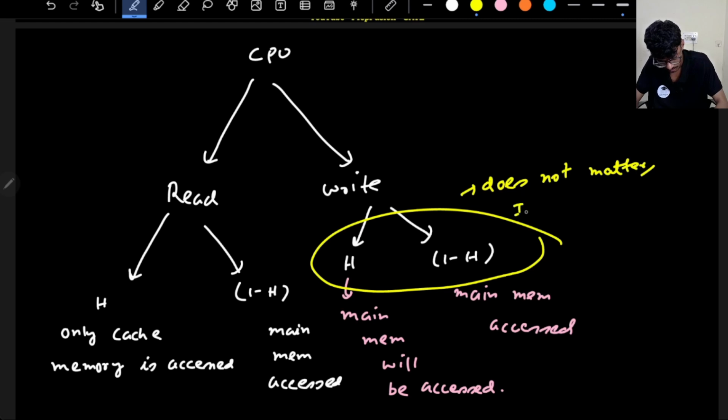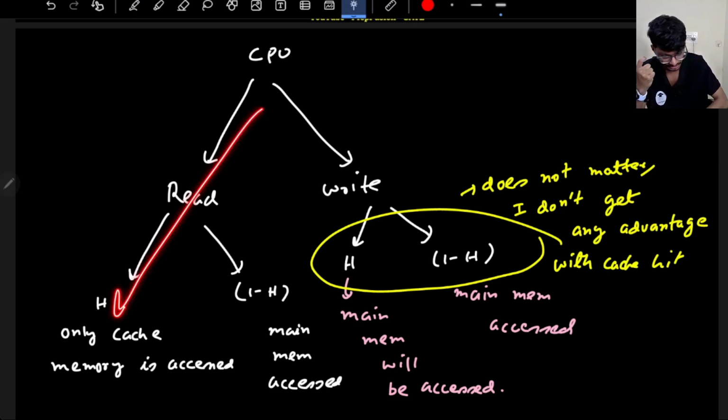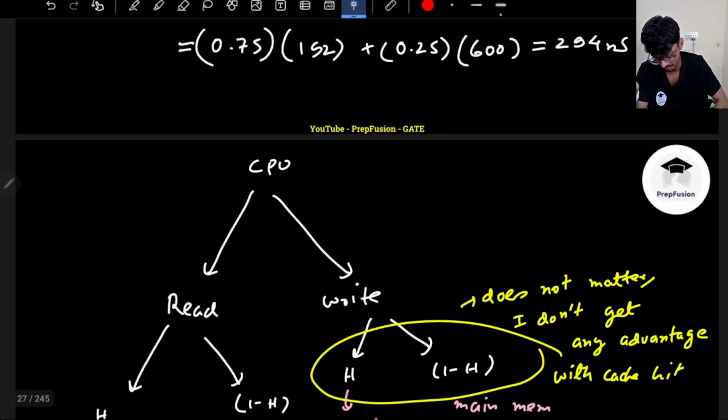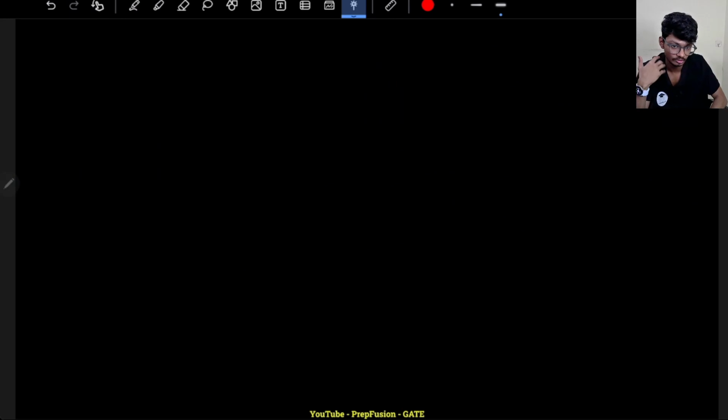I don't get any advantage with a cache hit. So effectively, there is no advantage. That's why the effective hit ratio will be lower, because here with the hit I am getting an advantage, here with the hit I am not getting the advantage. So the effective hit ratio basically only takes into account the reads, it does not take into account the writes.